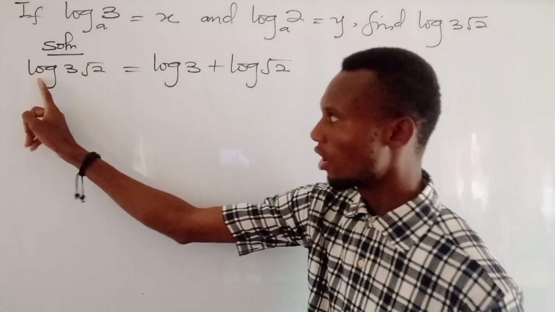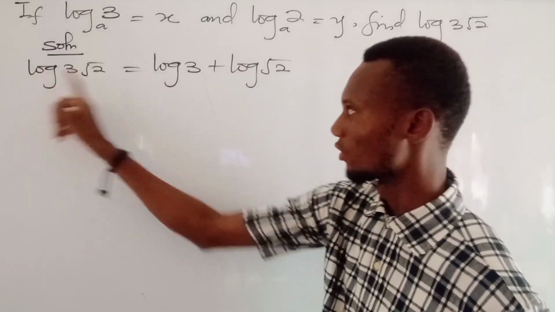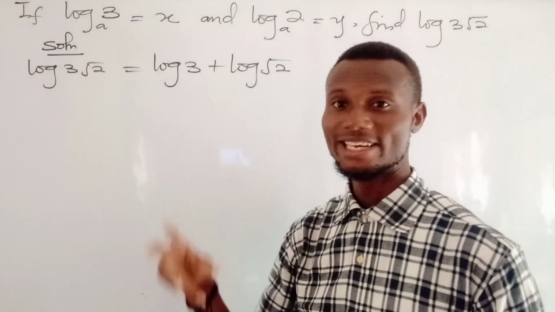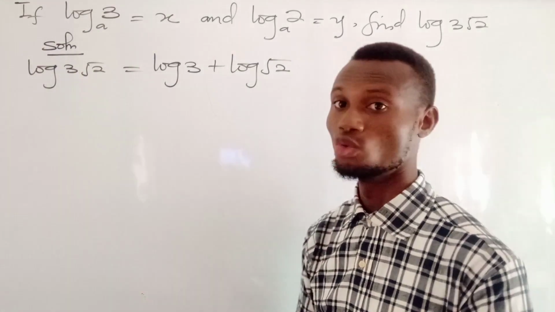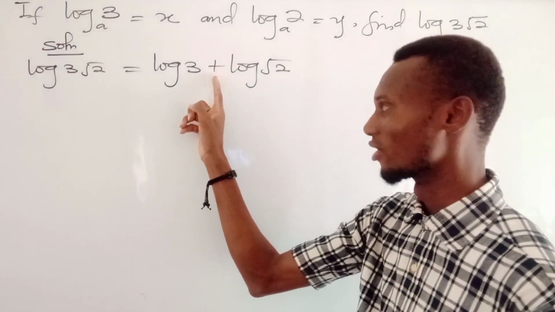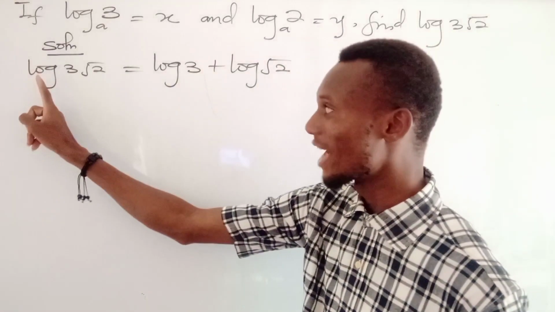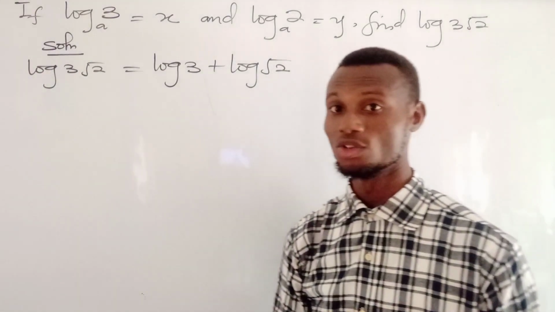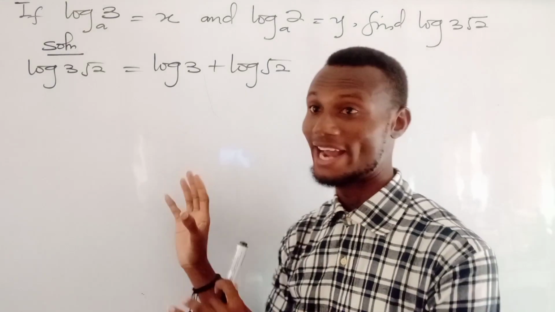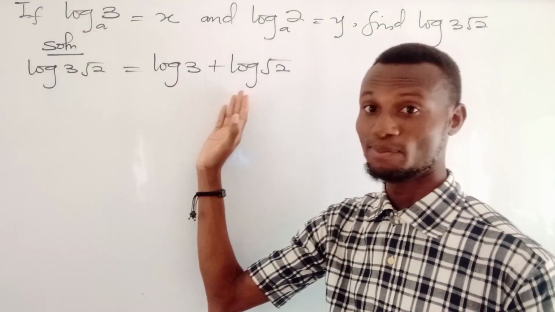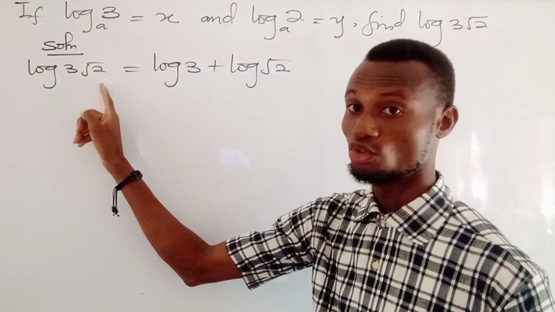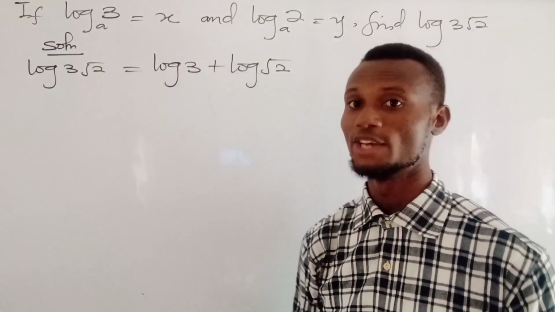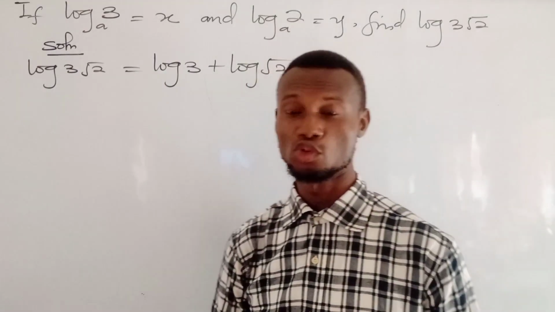The log will affect the 3, so that we get log 3, and the log will affect the root 2, whilst we change the operation sign between them to addition. That's why I brought addition here. Then we write our log of root 2. So that's one of the laws of logarithm that we are applying to write down the expansion for log 3 root 2, which is log 3 plus log of root 2. Let me use other examples to explain it to you.